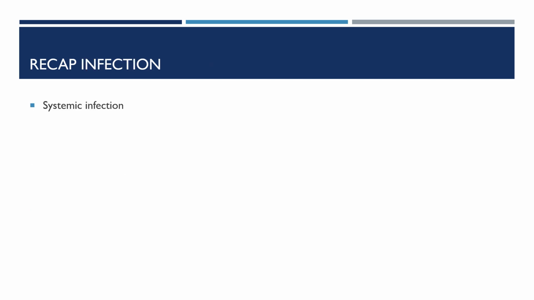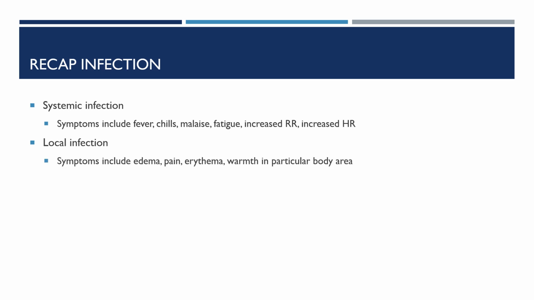All right, systemic infection. It could be bacteria in their blood, so bacteremia, or it could be septicemia, so they're septic. Overall, symptoms can include fever, chills, fatigue, malaise, increased heart rate, and increased respiratory rate. So the body's trying to fight off this infection. Local infections, so that one particular body part could be edematous, painful, with erythema meaning redness, and it could be warm.